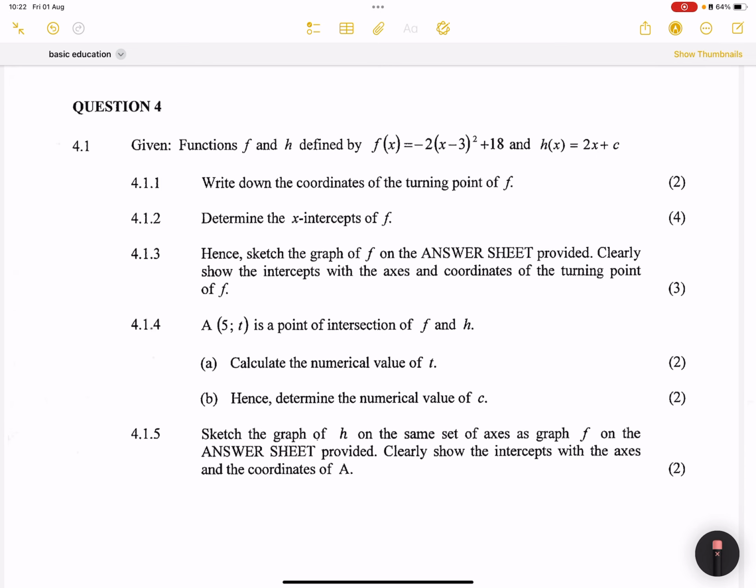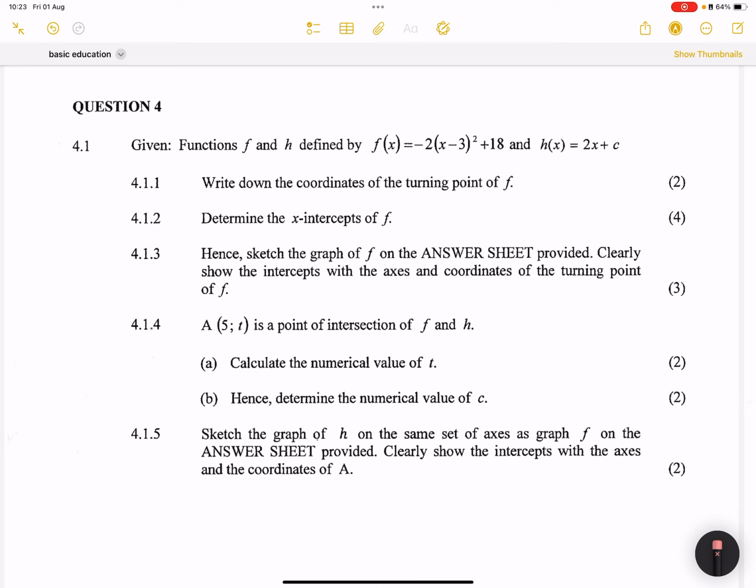All right, so we are looking at question 4. They say, given functions f and h defined by f of x is negative 2 into x minus 3 all squared, plus 18. Now you would know in this case that this is a parabola. Whenever they give us a parabola in this form, remember this is the x value of our turning point, and this represents the y value of our turning point. So we already know that. And h of x, which is 2x plus c, is a linear function.